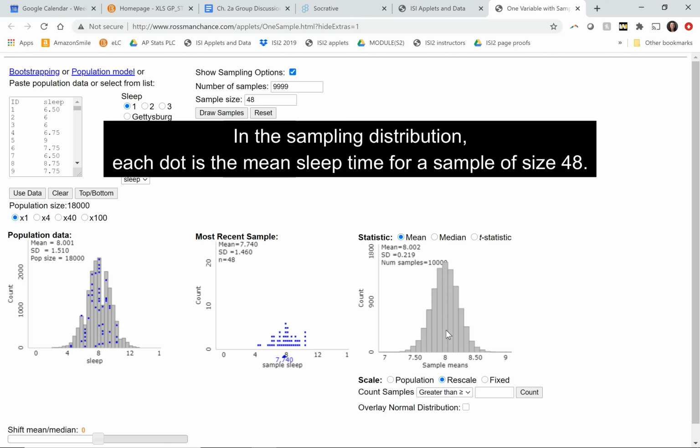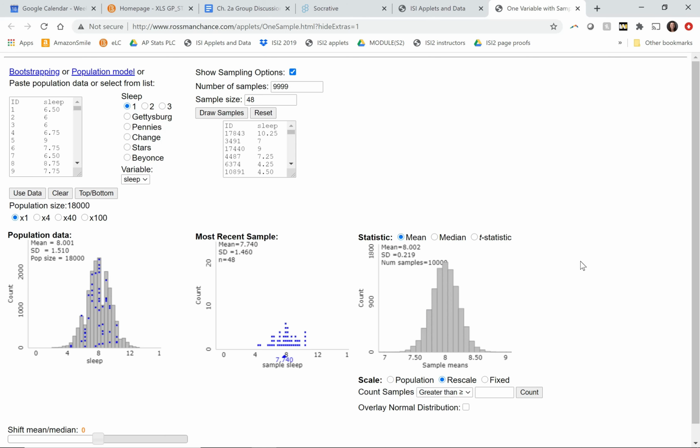So every dot in this distribution, this third distribution on the right, represents a sample mean from a different random sample. That's the key thing that makes this a sampling distribution. A sampling distribution is a distribution of statistics. So the next question is kind of related. Why is the spread of the sampling distribution so much smaller than the spread of the population?